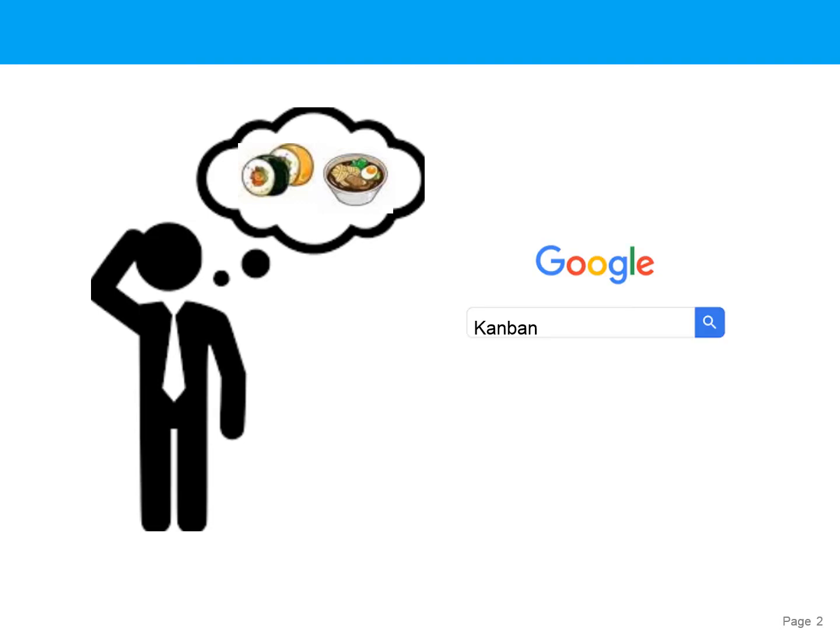So, how many of you have heard of Kanban? If your impression is something like maybe it's a Japanese delicacy or a type of sushi dish, or maybe you feel like Googling it, this tutorial is for you. As the title suggests, Kanban basics, it would only teach you the basics.